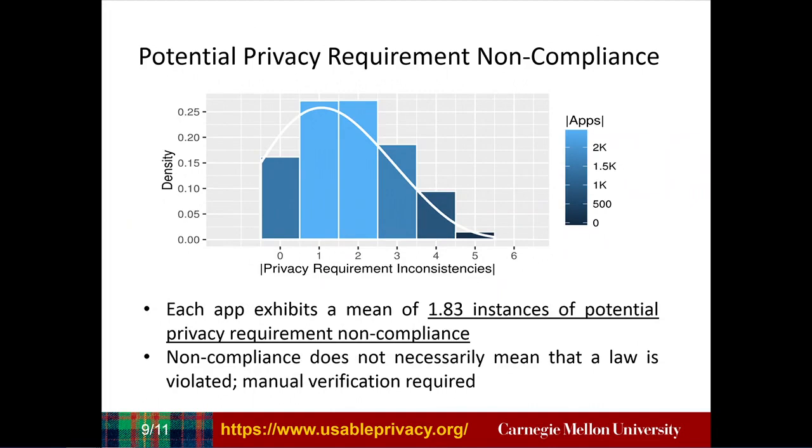This is an overview that shows you, for these 18,000 apps, the distribution, how many discrepancies we found. So most had at least one or two, and on average 1.83 instances of potential privacy requirement non-compliance were there, and that's out of a total of 6. So we have collection and sharing of location, collection and sharing of contact, and collection and sharing of identifiers.